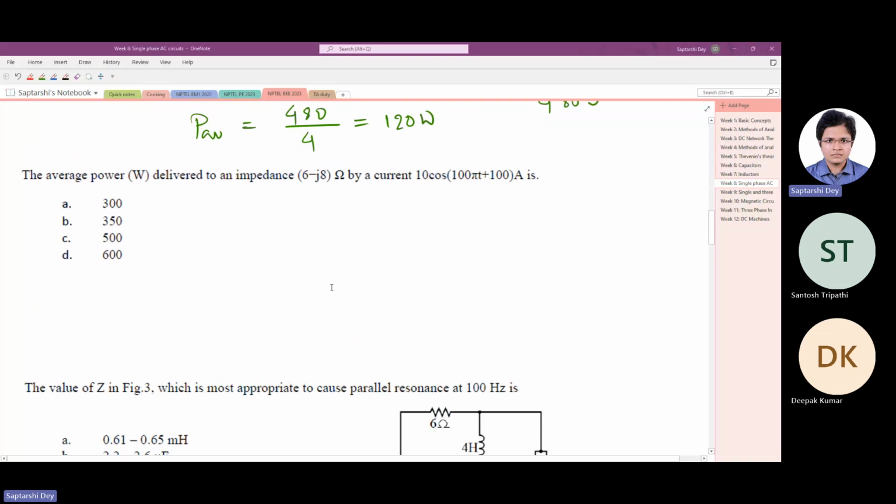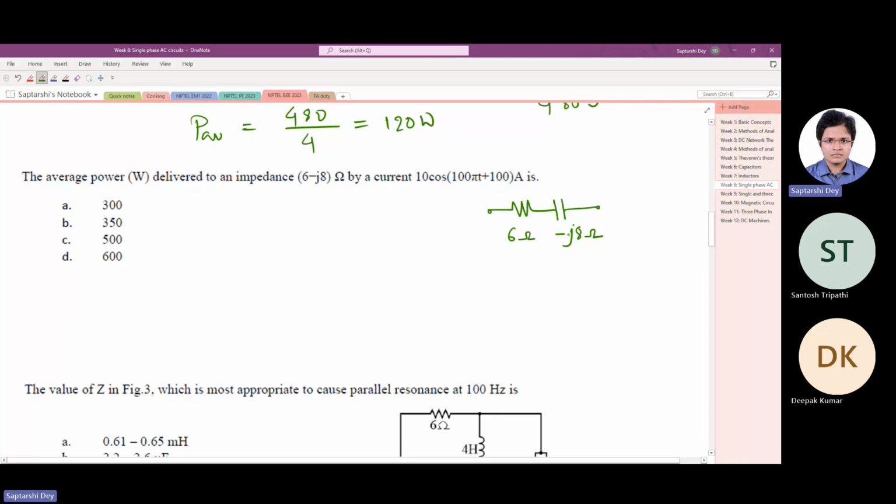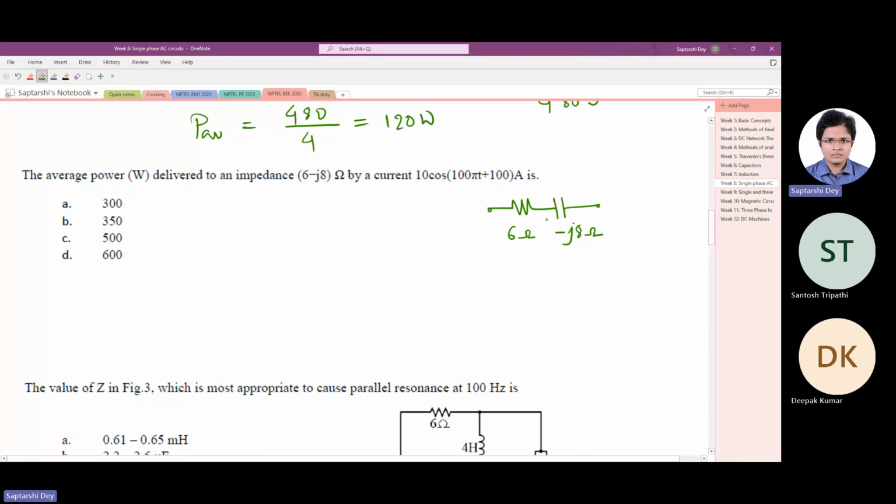The average power delivered to an impedance 6 minus j8 by a current of this. So 6 minus j8, what kind of load is this? This is a capacitive load. How do I know it is capacitive? Because there is a negative sign, so it's a capacitive load, 6 minus j8. So the resistance is 6 ohm and the capacitor is minus j8 ohm. But a capacitor cannot be in ohm, right? Capacitor is in farad. So how can I write the capacitor as ohm?